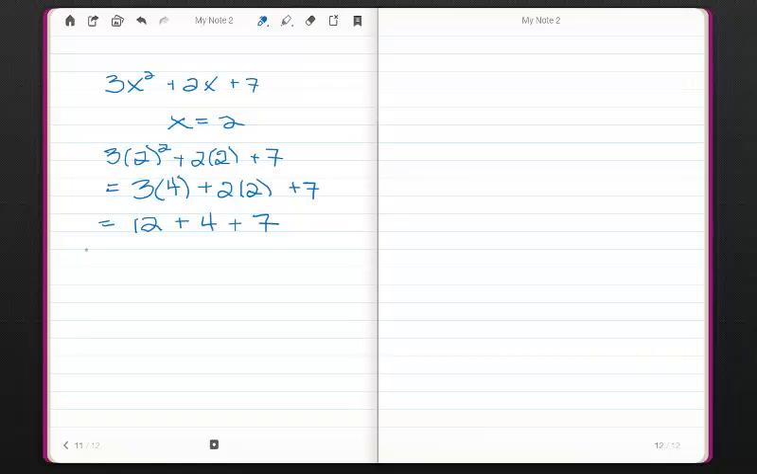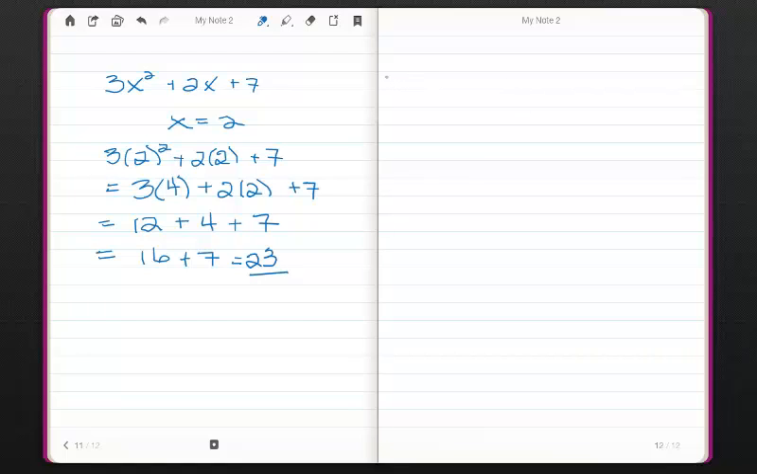Next is division. I don't have any division, so I'll move on. Second to last is addition. I have addition, so I'll work with that. So I have 12 plus 4 gives me 16, plus 7. And now finally, I'll add these two. 16 plus 7 gives me 23. So my final result is 23.